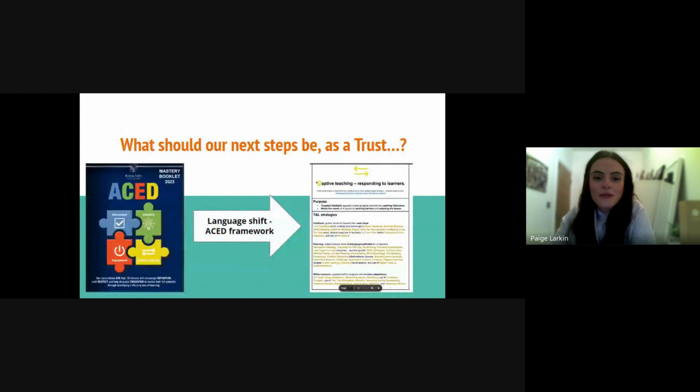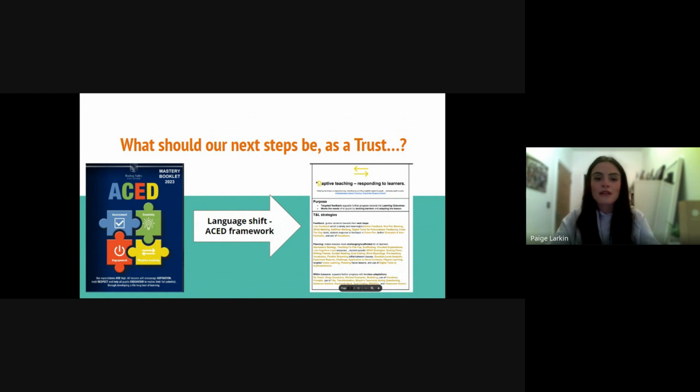So moving forward then, what should we do with all this information? What are we going to do as a trust? Well, first of all, I do want to show you that Roding Valley has gone with the language shift. And this year we decided to rephrase the differentiation strand in our ACE mastery booklet.